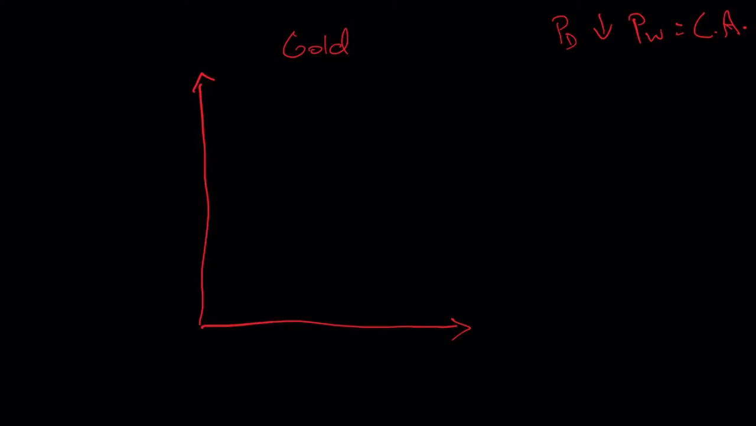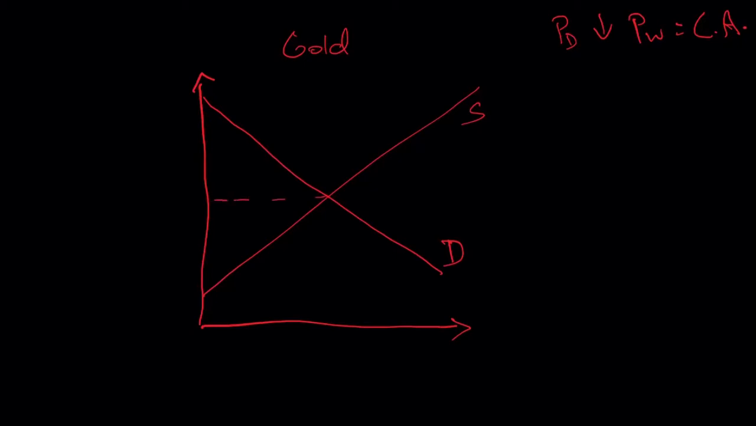Well, first thing we need to do is draw our demand curve, and we need to draw our supply curve. Now, hopefully you still remember a bit of this stuff from year 11. We have our domestic equilibrium, which is obviously the point where supply and demand meet, where we have our domestic price, and we also have our domestic quantity.